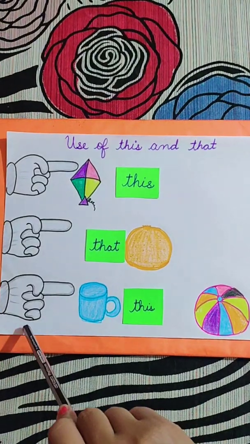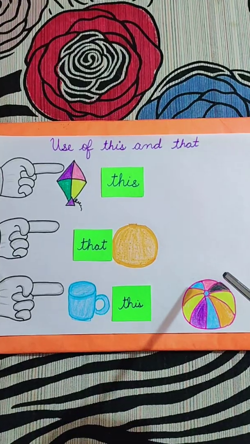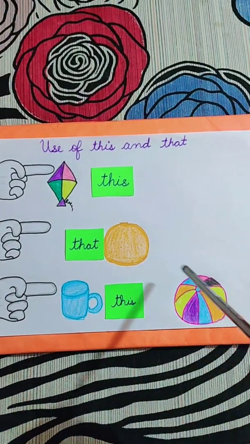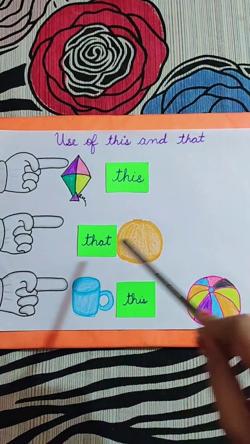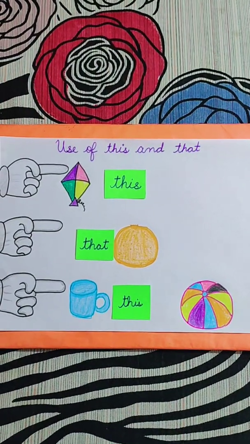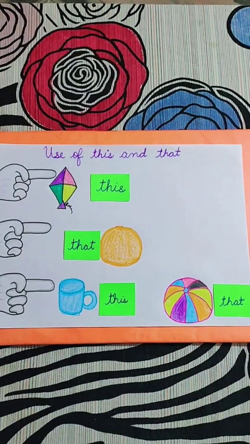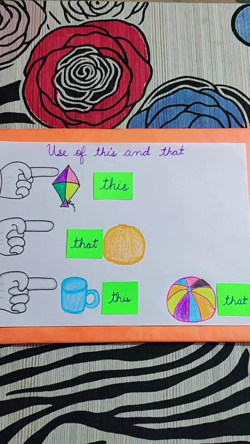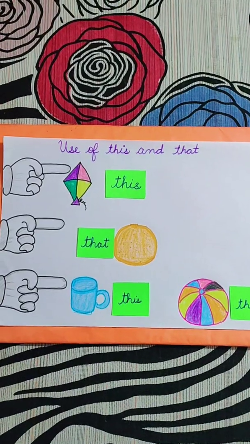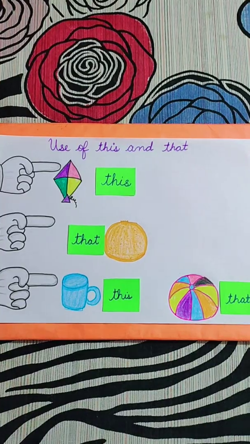And if we are using the same hand and we are pointing out towards the ball, then it is far from us. So we will say THAT, that is a ball. That is a ball. Children, once more we'll revise. We will summarize what we have learned.